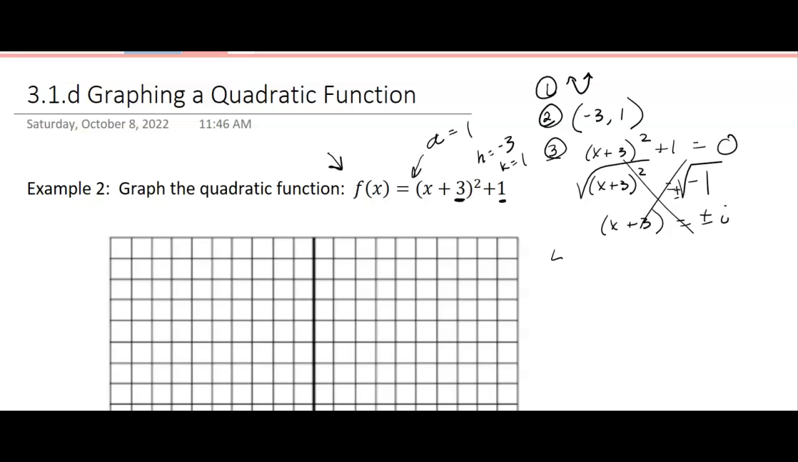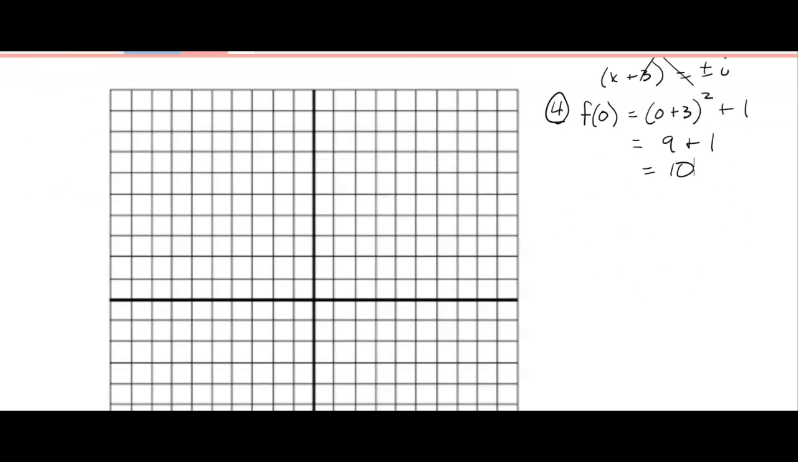Okay. Now we can find f(0). We can find the y-intercept. So that might not be fun either. You're going to get 9 plus 1, which is 10. So there is the point (0, 10). So I know a few points now. I know there's (-3, 1), and I know there's (0, 10).